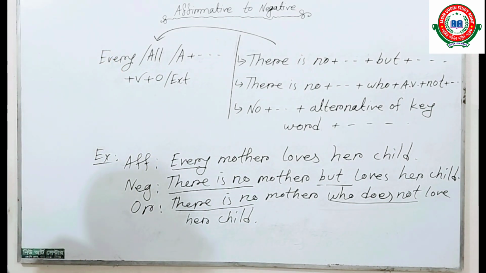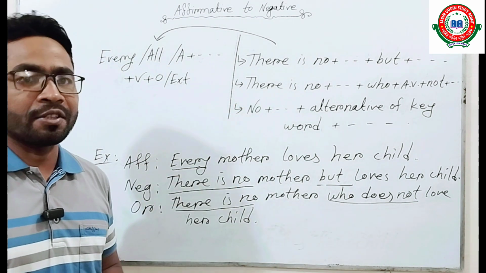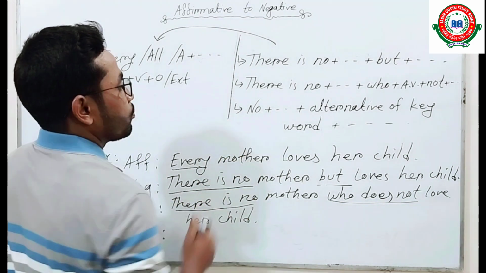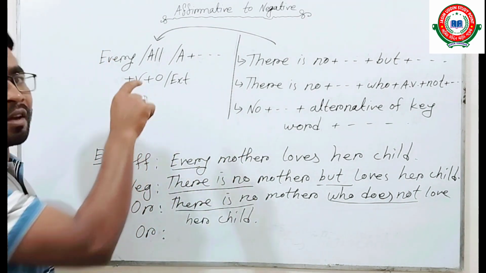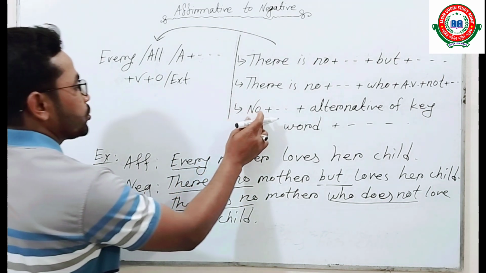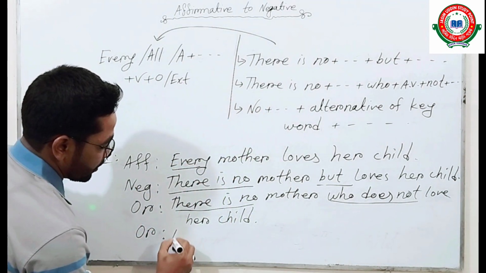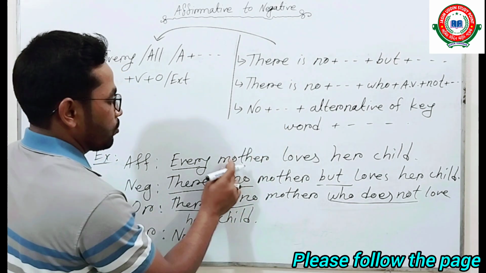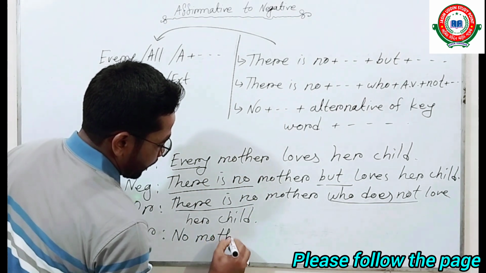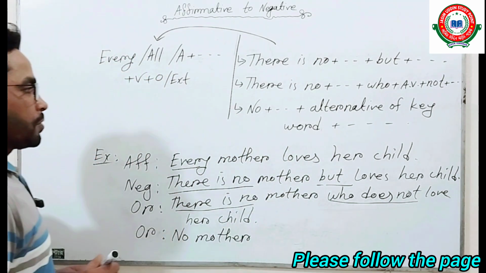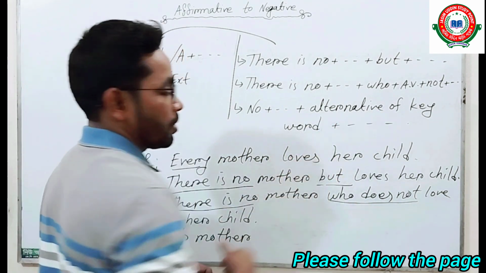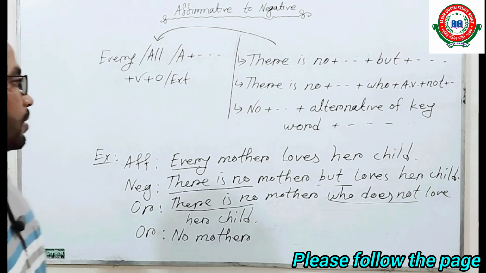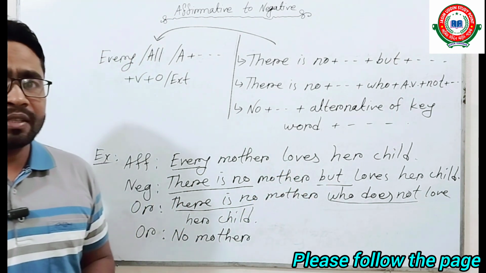This is another structure of how to make the sentence negative. My dear viewers, you can use another structure to make the sentence negative. Try to understand. You have to use no instead of every. Instead of every, you have to use no. After that, you have to use another word that means mother. Mother. After that, you have to use the alternative of keywords. Okay, alternative of keywords. Try to understand. You know what a keyword is?